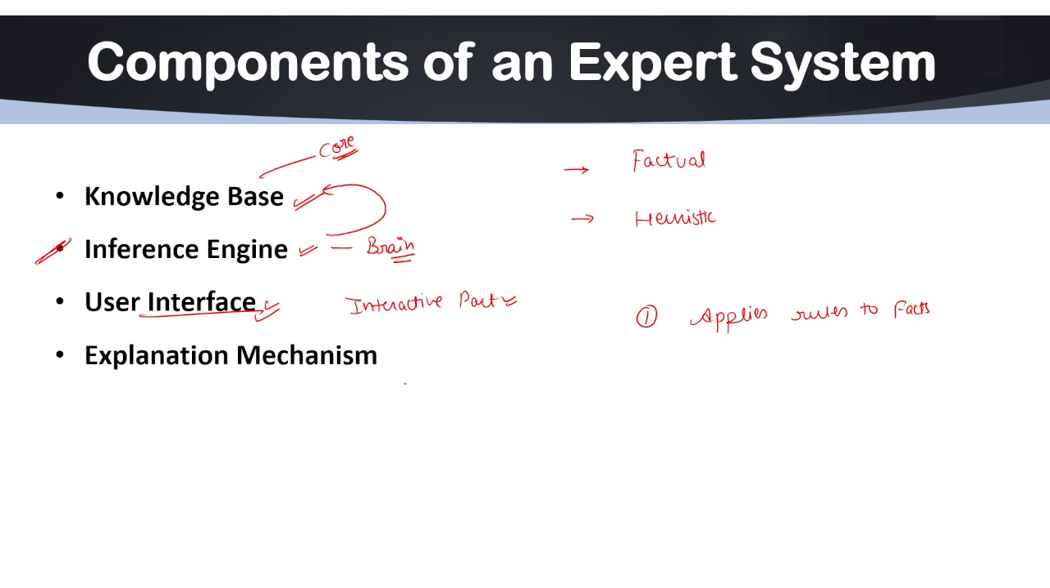Next we have the explanation mechanism. The explanation mechanism is also known as the justification module. It provides reasoning behind the system's decisions. Clear everyone? It always justifies the system's decision.